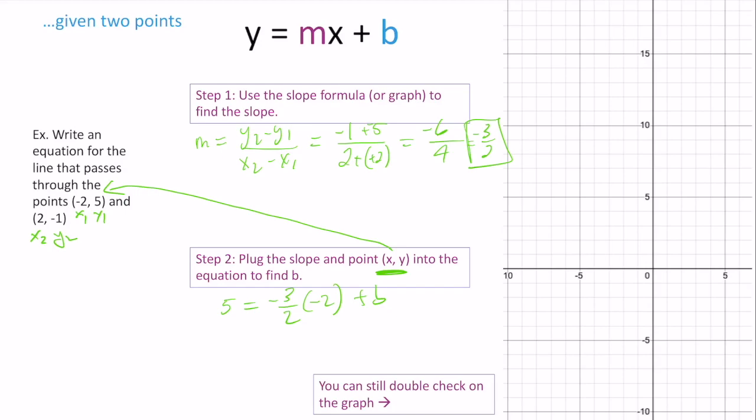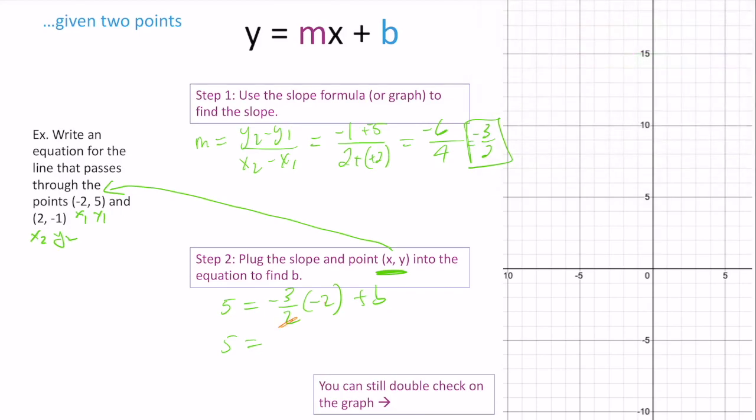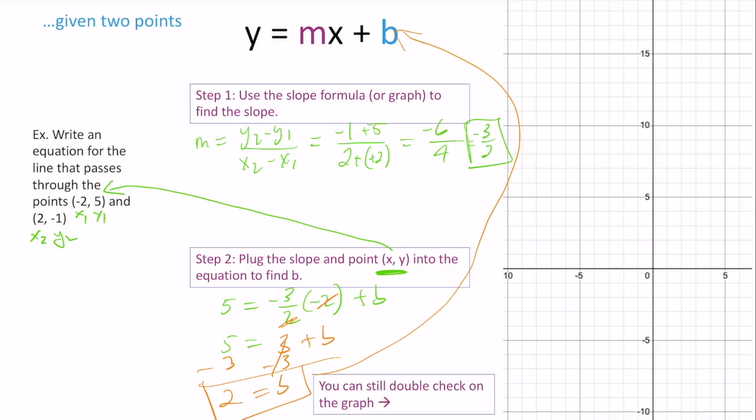All right, so I have 5 equals, so these 2's are going to cancel out right here. I'm going to just switch the color. So those 2's are going to cancel out, but you have a -3 times a negative, so you have a +3 left, right? So that's going to be +3 plus b. Subtract 3 from both sides, and you're going to get 5 minus 3 is 2, and that is your b. So now you have your b, your y-intercept, you have your slope, and that's all you need. Just remember, we're just trying to find slope and y-intercept, and that's it.